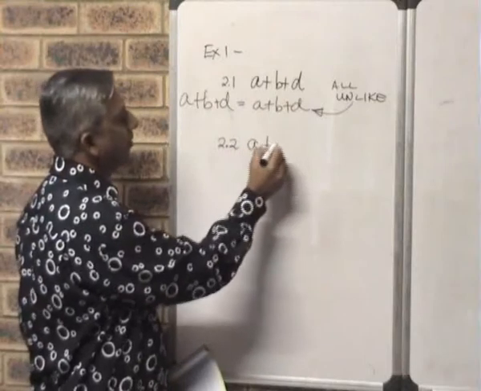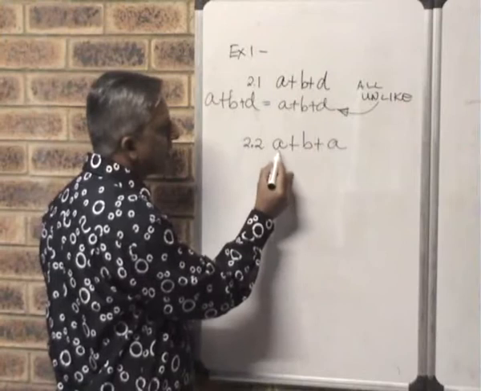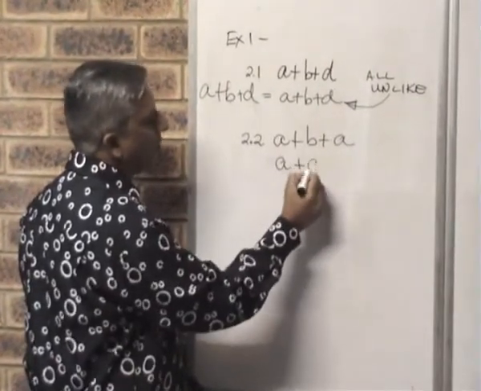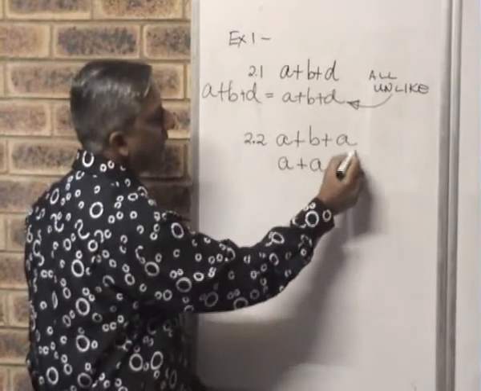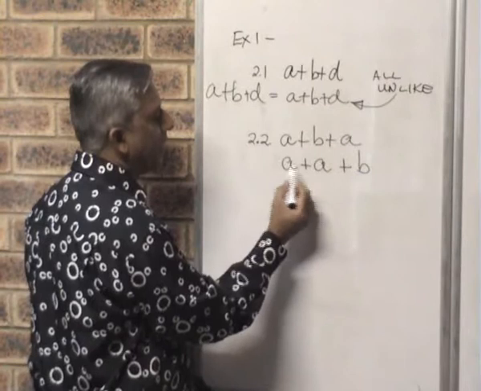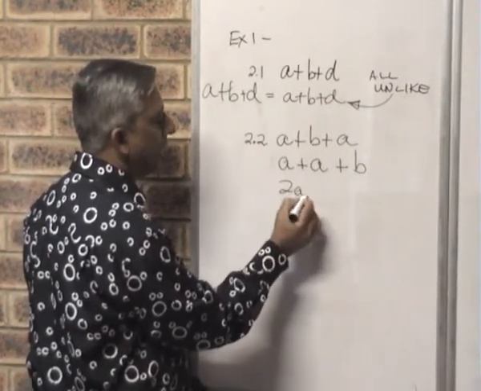Alright, now let's look at 2.2. 2.2 was A plus B plus A. So in this case, we can see clearly that you got A and A which are like, and then we're writing B in the end. So we group the like terms together. And now we can add them up. A plus A will give you 2A.